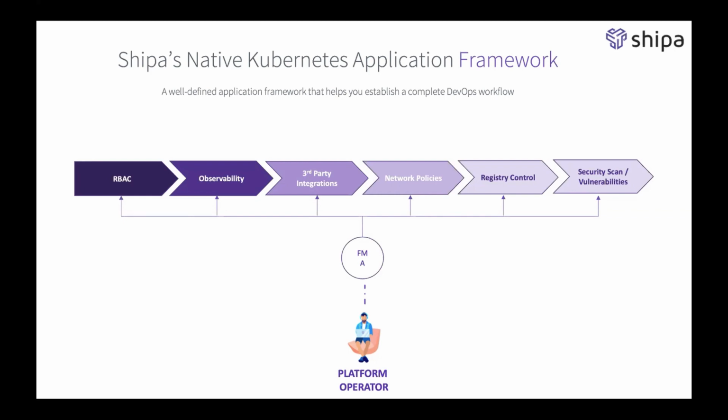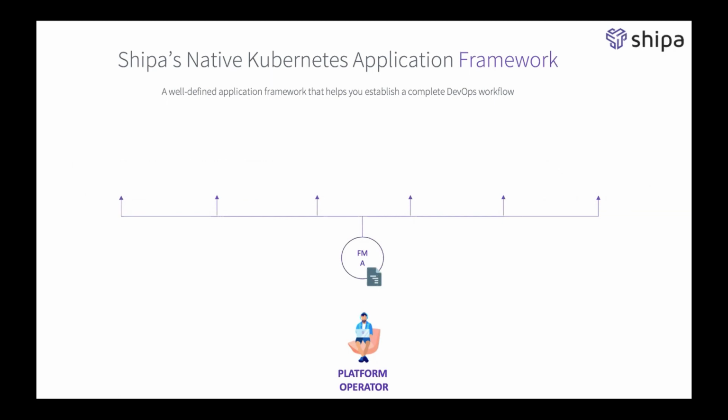You can define a registry control, such as where my applications are actually coming from. And last but not least, security scanners and vulnerability. So let's say every app deployed gets this level of security scan at the application code level. And these are the exceptions, if any, that I want to allow to applications when the security scan is executed. So you define all that as a platform operator.